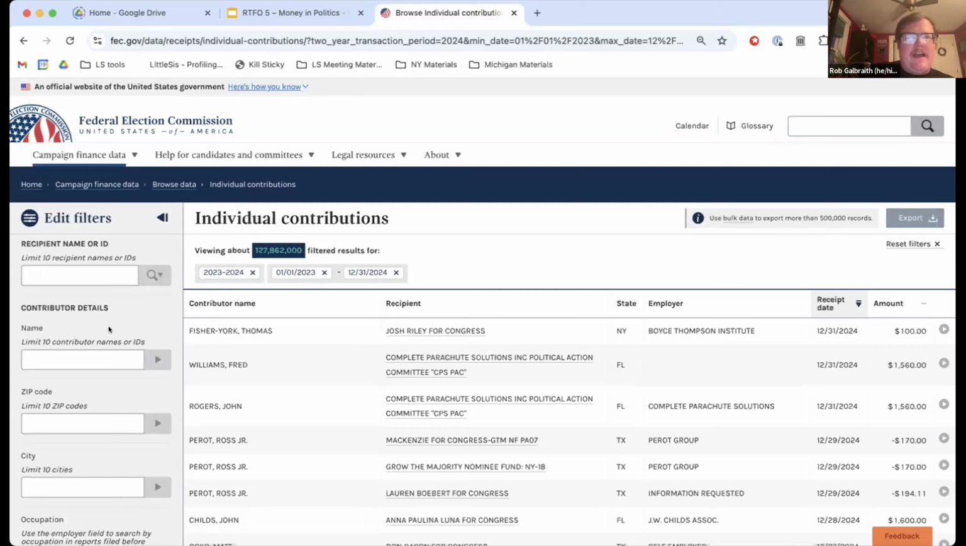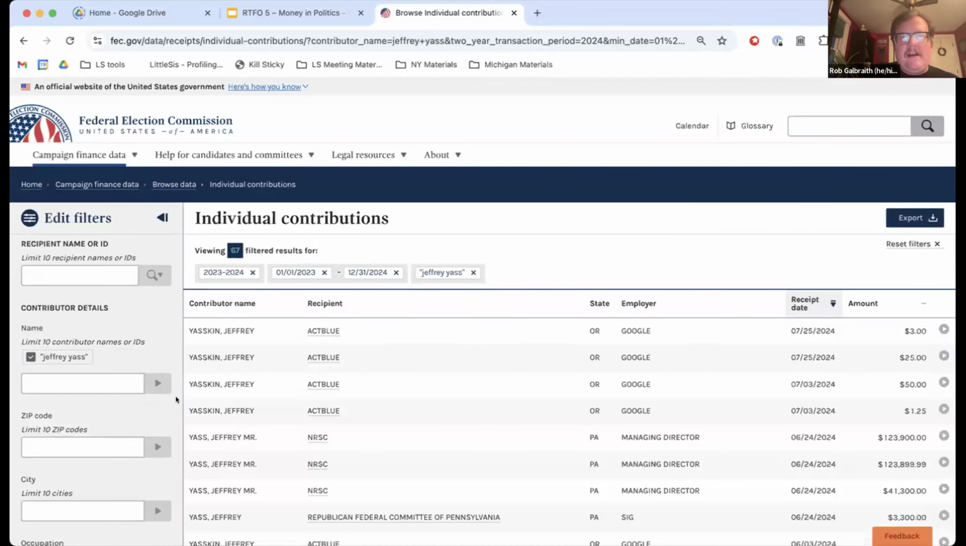And thankfully, we have a lot of different fields and filters over here on the left side of the screen where we can start typing in names and start narrowing down the results. So for this example, I'm just going to keep following off of the last example Jen gave from the campaign examples. I'm typing Jeffrey Yass into the name field under contributor details. And when I click that little arrow, you can see this is now showing us every donation, in this same default time period, from somebody with Jeffrey Yass in their name.